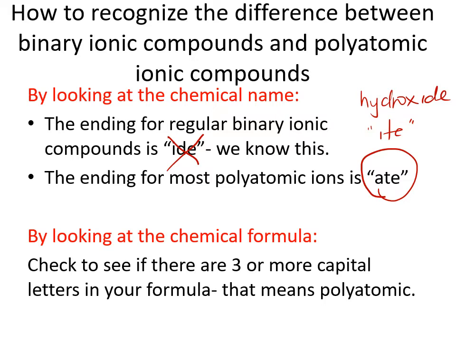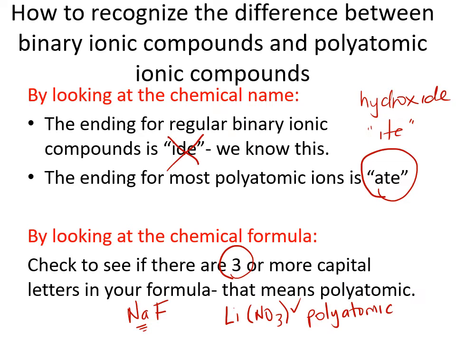If you're given the chemical formula and you are asked to write the chemical name, you're checking to see if there are 3 or more capital letters. Remember, if you had a regular ionic compound, let's say sodium fluoride, for example, NaF, we have 2 capital letters. Sodium is my metal, fluorine is my nonmetal, so only 2 capital letters. But a polyatomic compound, like lithium nitrite, for example, how many capital letters do I see here? Well, I see this capital letter, this capital letter, and this capital letter. I definitely know that this has to be polyatomic in that case. This is a really good trick for determining when you have polyatomic versus regular ionic compounds.